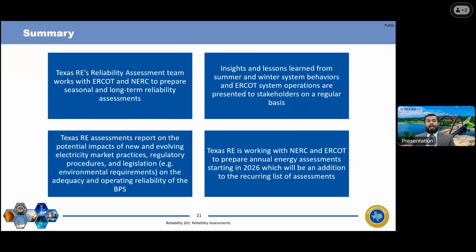Now, the focus of our electric reliability has shifted to energy assurance over time. We should not look at just the system capacity, but also look at whether we have the supply of power when we need it. That is why Texas RE is working with NERC and ERCOT to prepare annual energy assessments starting in 2026, which will be in addition to the list of assessments which we already do.